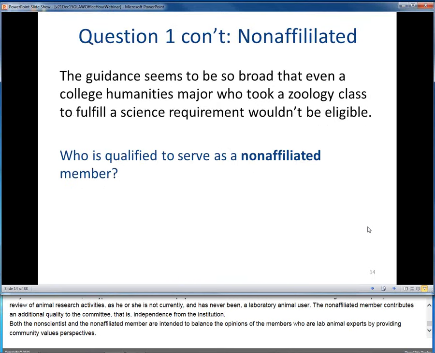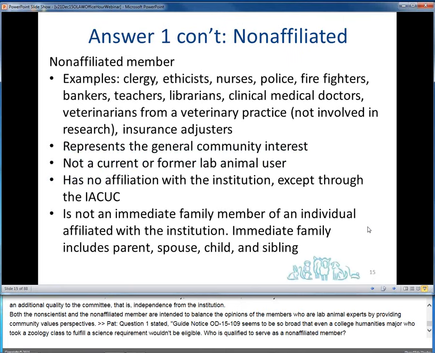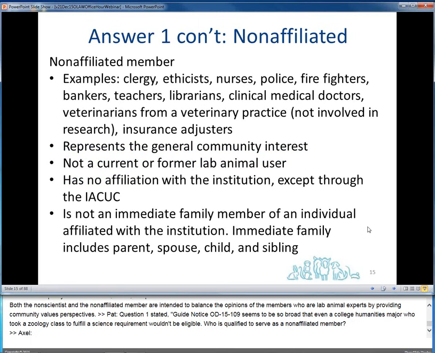Question 1 stated, "Guide Notice OD 15109 seems to be so broad that even a college humanities major who took a zoology class to fulfill a science requirement wouldn't be eligible. Who is qualified to serve as a non-affiliated member?" A person who took a zoology class would be qualified to serve as a non-affiliated member.